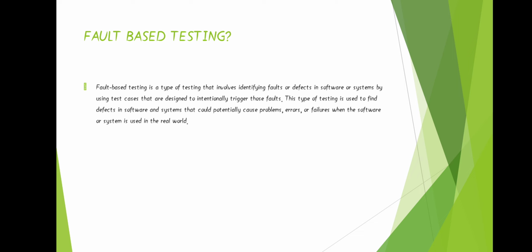The main aim of fault-based testing is identifying the errors or failures in a software or a system, to identify different faults, and to correct these faults by using different test cases.